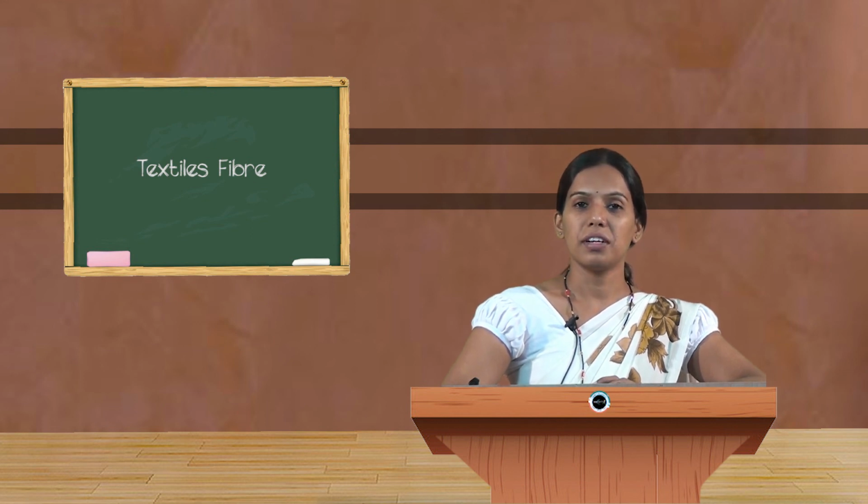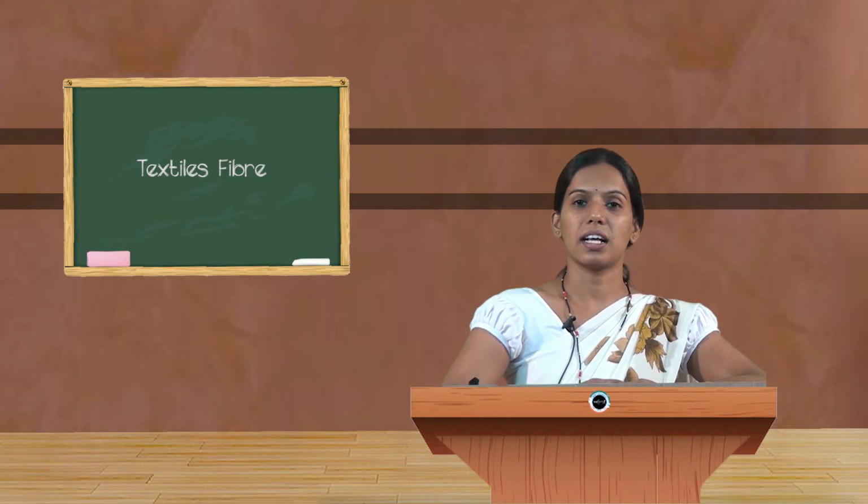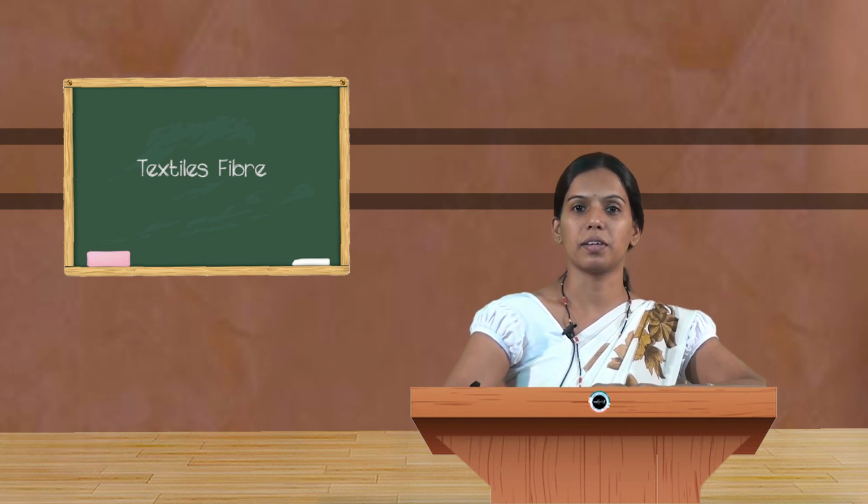Now, after knowing about the fibers, what is the next process? Many fibers, when we join together and twist together, form yarn. So from fiber to yarn, and yarn is the product where we use the thread to construct the garments. These textile fibers, we studied the introduction of a fiber, classification of a fiber, kinds of fiber, properties and physical appearance of the fiber.